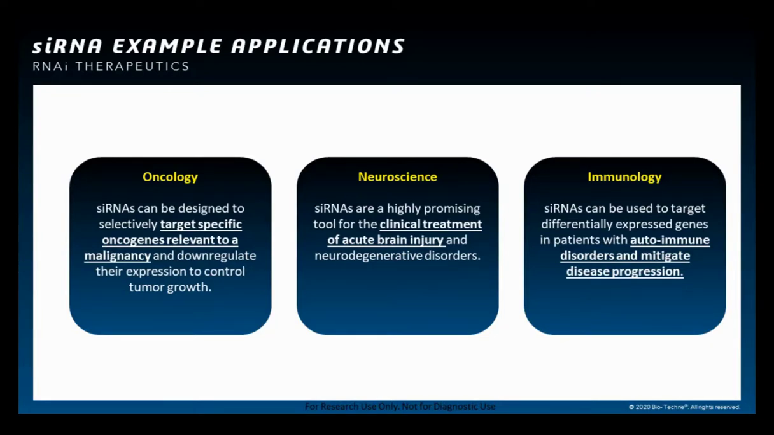So what are some of the key applications where siRNAs are being utilized? First is in oncology, and siRNA therapeutics are mainly focusing on targeting oncogenes in a number of malignancies, and in doing so, modulating the transcriptional landscape in an attempt to control tumor growth. Next is neuroscience, and siRNAs are being evaluated as promising tools for acute brain injury treatment, as well as other neurodegenerative diseases. And finally, in the immunology field, siRNAs can target genes that are involved in autoimmune disorders, and in this way, hopefully slow down disease progression.